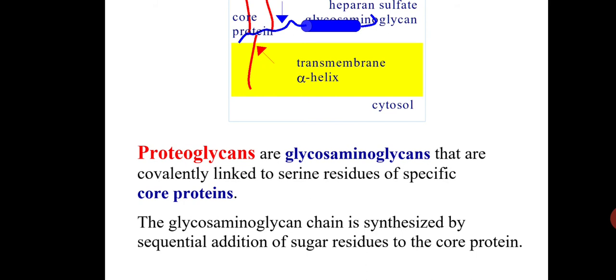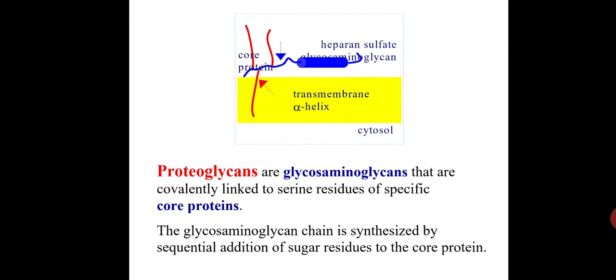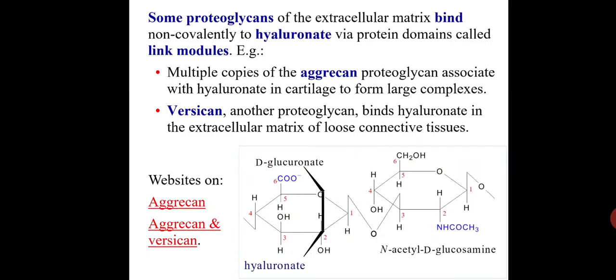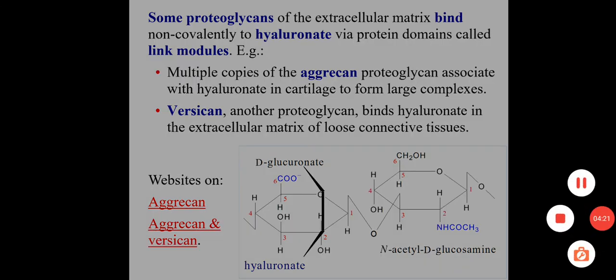So the glycosaminoglycan chain is actually synthesized by sequential addition of sugar. So sugar keeps on adding to the core proteins, and that leads to the formation of proteoglycans, okay. I will be discussing this proteoglycans more in my zoomed out sessions, okay. Till then just go through this uploaded presentation.